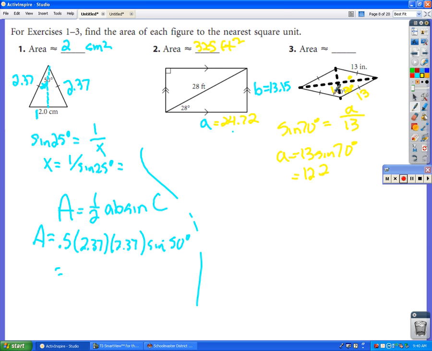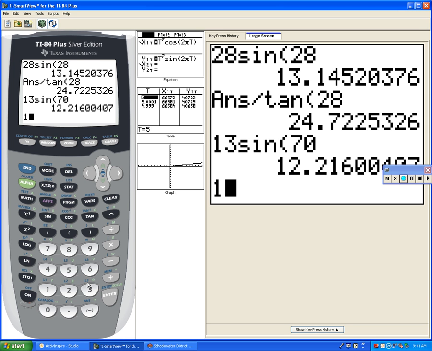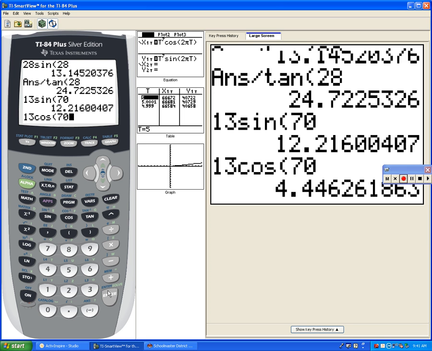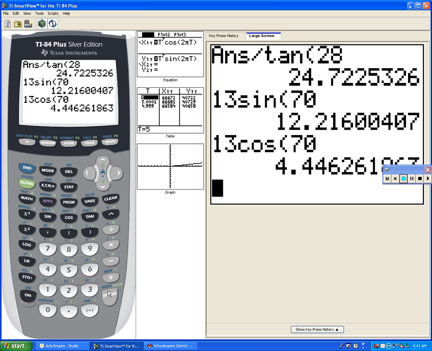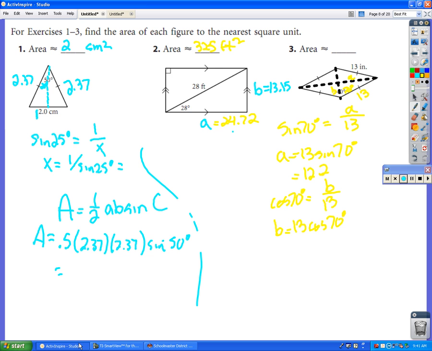Now I'm going to find this little piece right here, right next to that angle. The hypotenuse is the 13 right here. What's this? The adjacent. And so I need to use cosine of 70 equals the adjacent side, which is B, divided by the hypotenuse, which is 13. So multiply again, 13 cosine 70 gives me about 4.4.